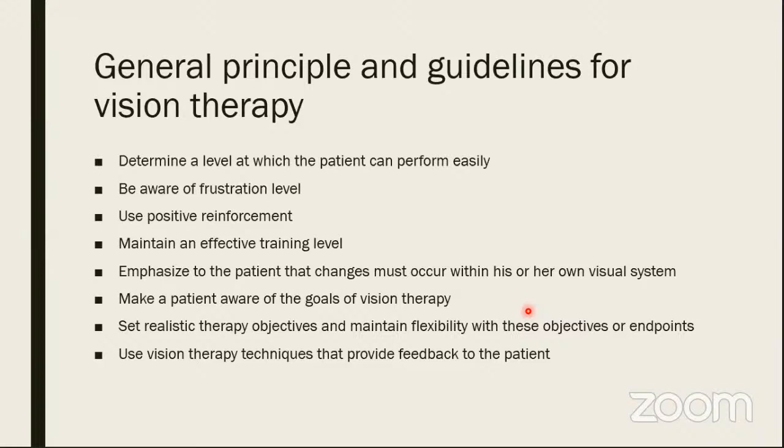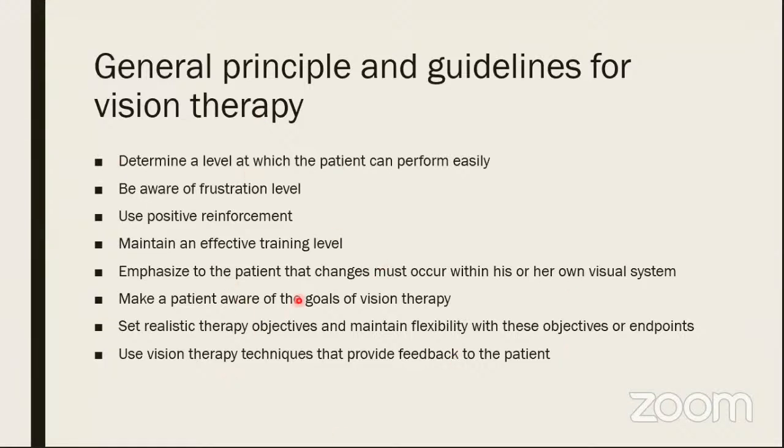Then set realistic therapy objectives and maintain flexibility with these objectives and endpoints. It means that if we are treating a patient with convergence insufficiency, for example, it's not that NPC should be at 6 centimeters or PFV at near should be that exact value. Some flexibility can be there, and we should use VT tools that provide feedback to the patient.